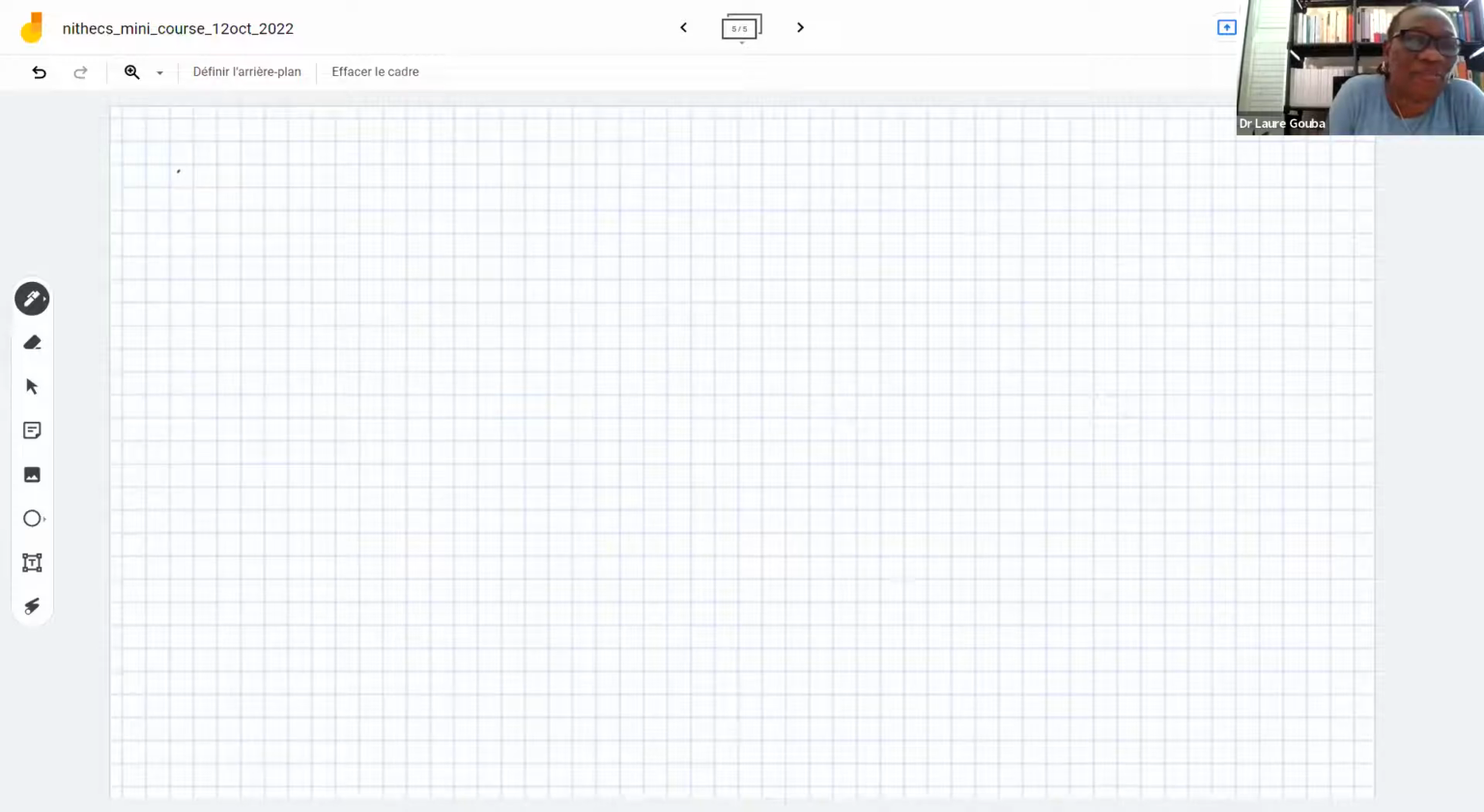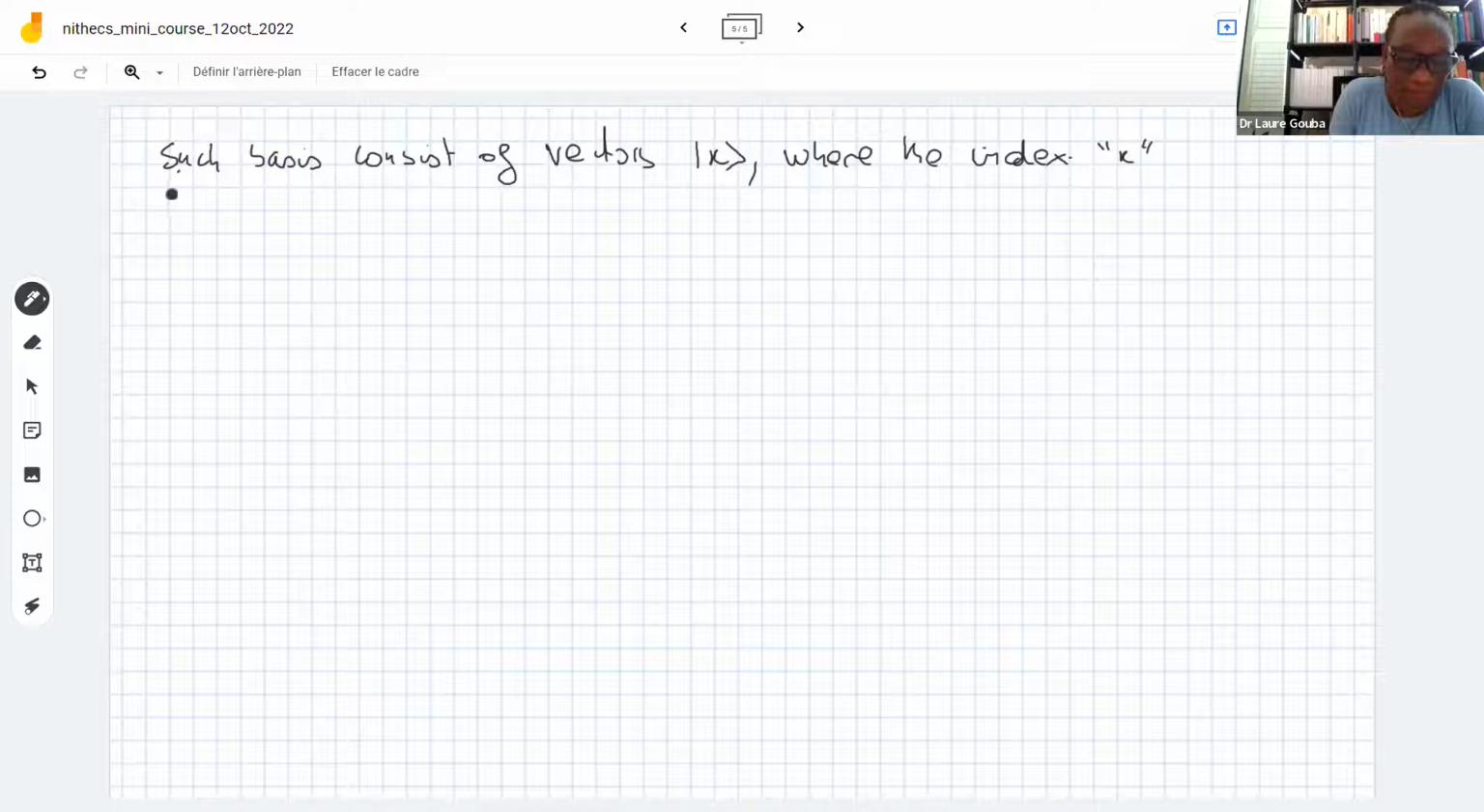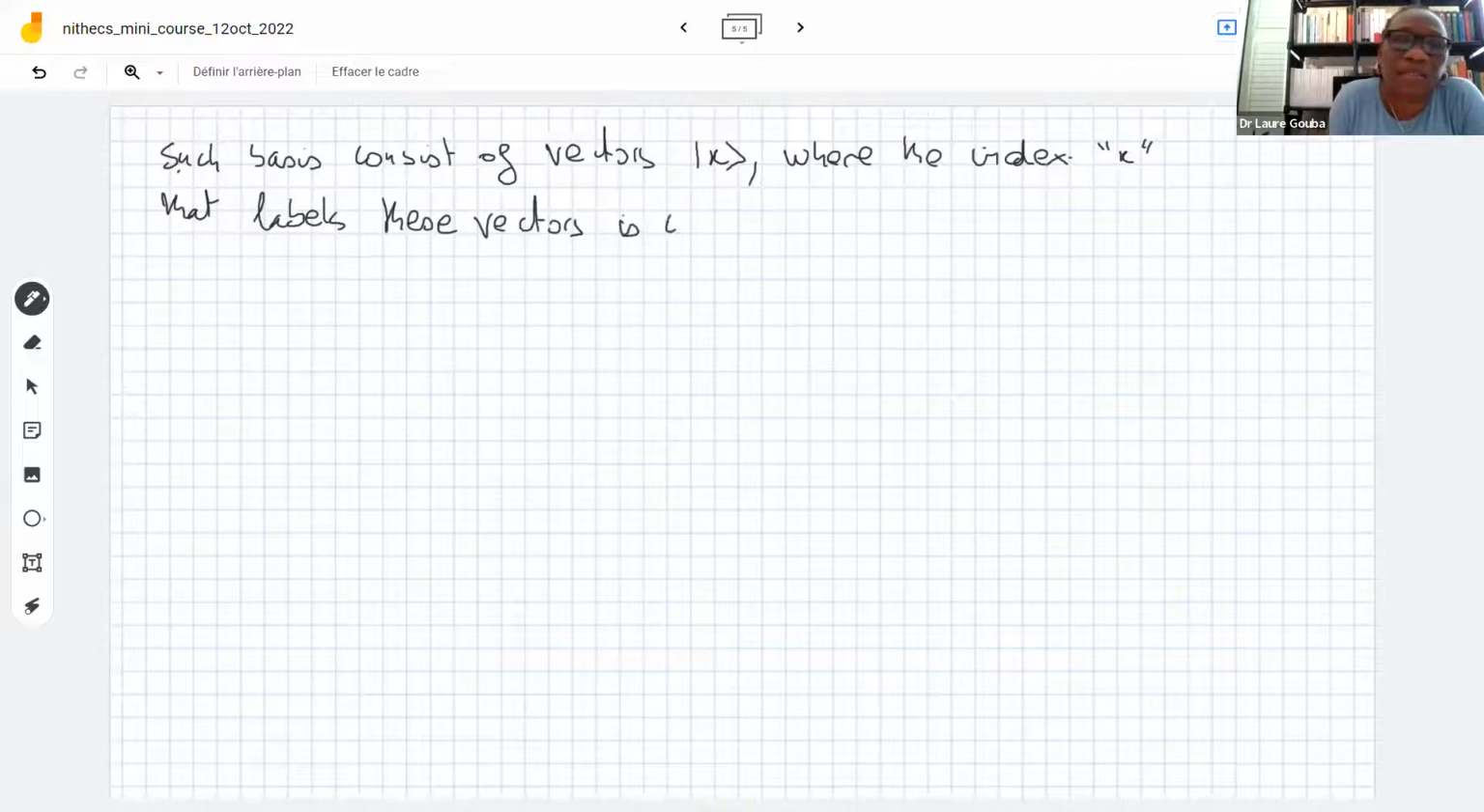Such a basis consists of vectors |x⟩, where the index x that labels these vectors is continuous. Then it means I have this.